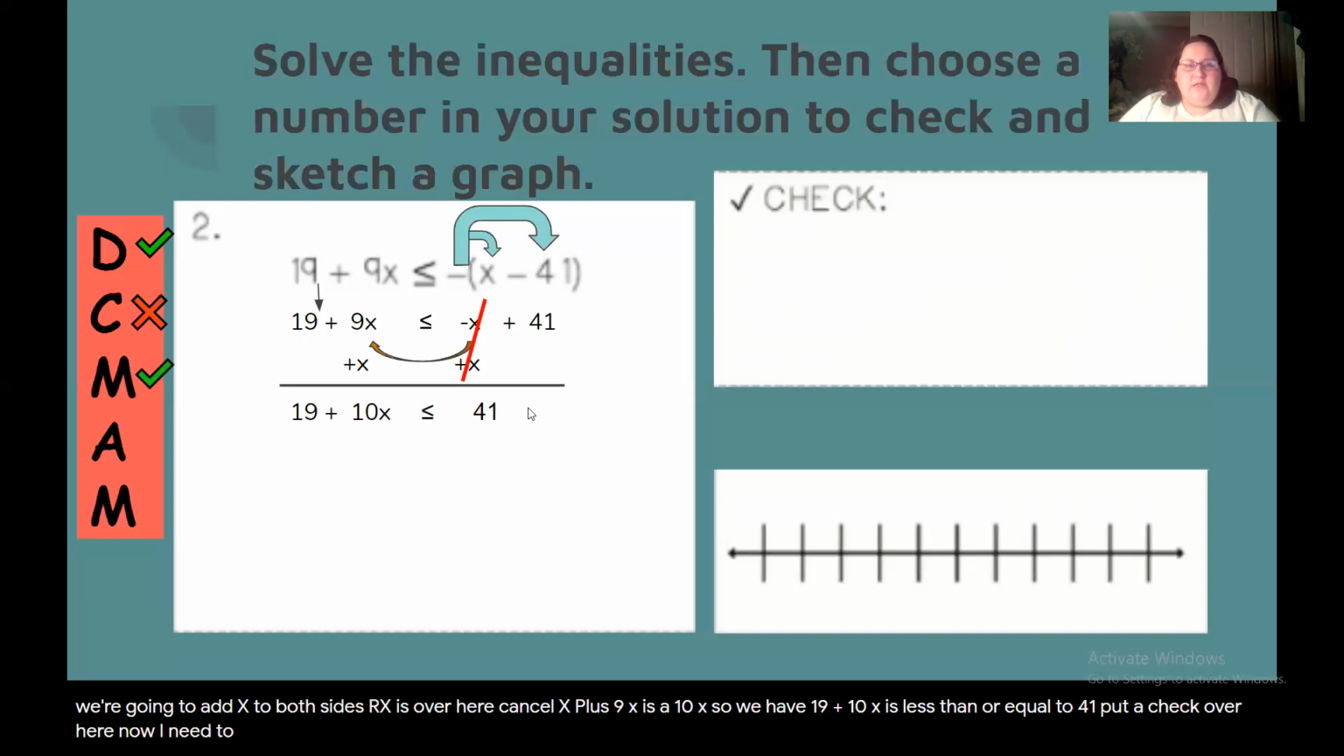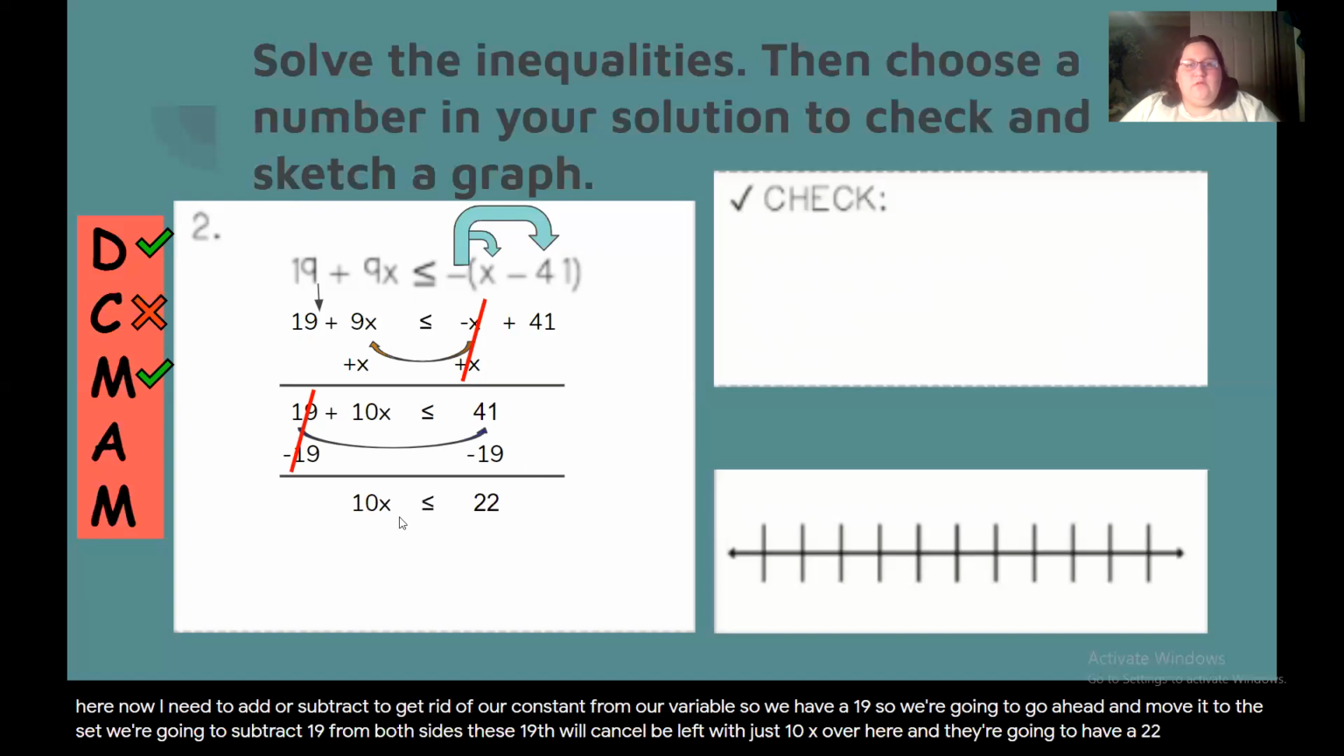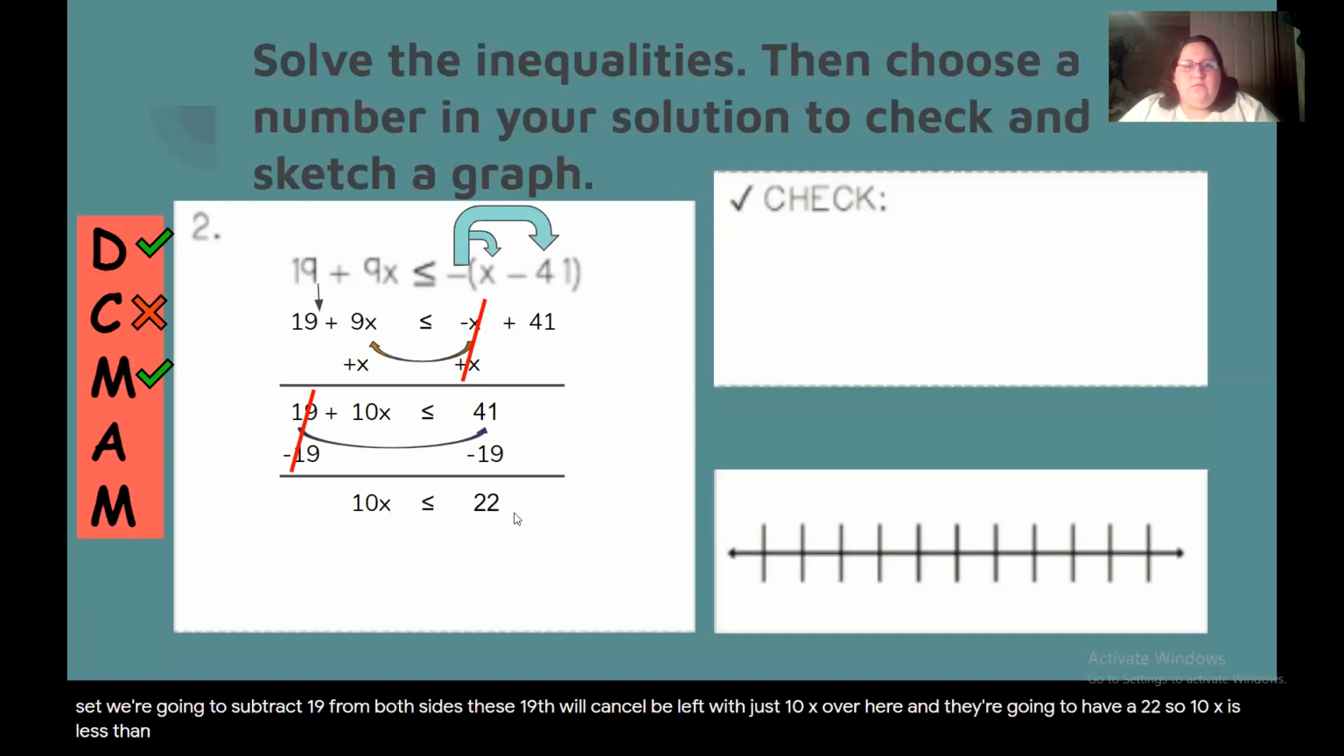Now we need to add or subtract to get rid of our constant from our variable. So we have a 19, so we're going to go ahead and move it to this side. We're going to subtract 19 from both sides. These 19s will cancel. We'll be left with just 10x over here, and then we're going to have a 22. So 10x is less than or equal to 22. Put a check over here.